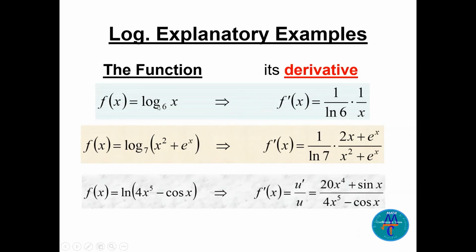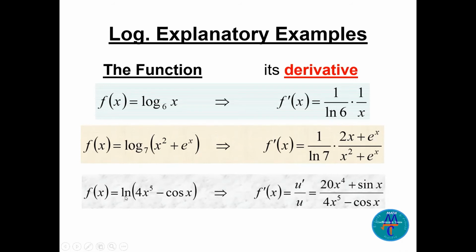Now this one, the difference, instead of x, we have u here. U is x squared plus e to the power x, and the base here is 7, similar to number 1. So the derivative will be 1 over ln of 7 times u prime. Remember, this is the formula here. U prime over u. U is the same, x squared plus e to the power x. The derivative here will be 2x plus e to the power x.